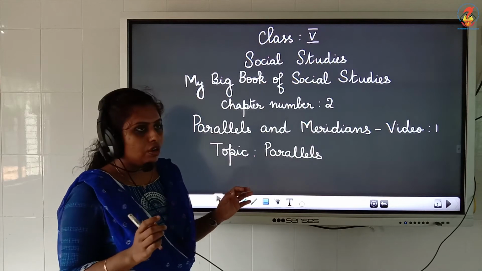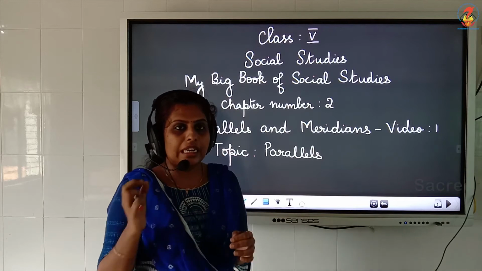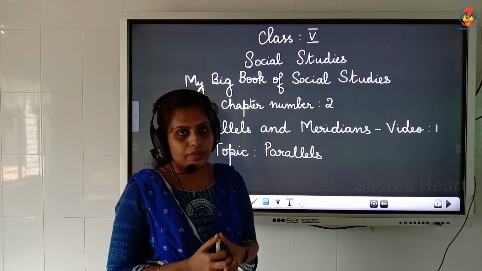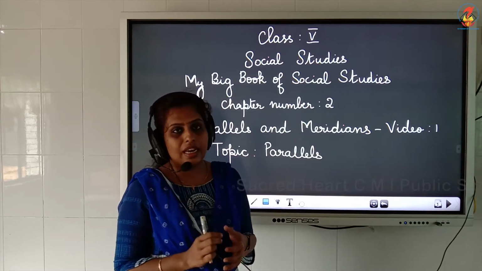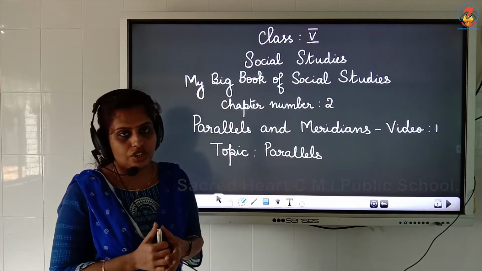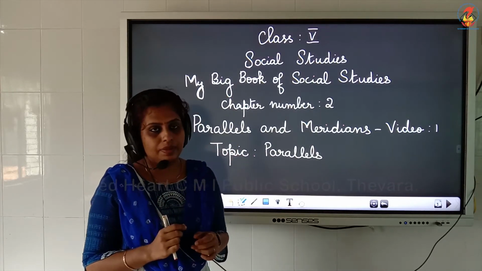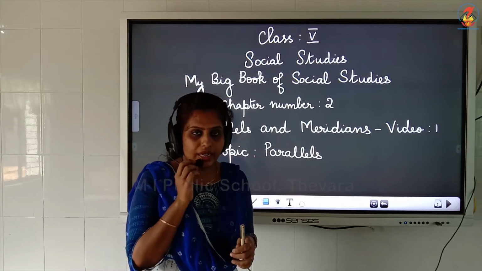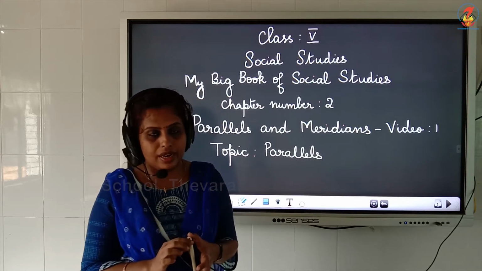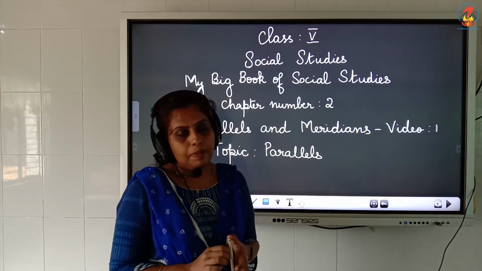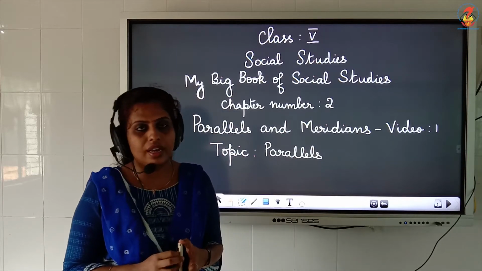When you talk about the globe, have you observed certain lines drawn on the globe? Have you ever thought of what these lines are? These lines are called imaginary lines. They are named parallels and meridians. These parallels and meridians have certain values. With the values of these parallels and meridians, we can locate places. So we are going to learn about these imaginary lines.